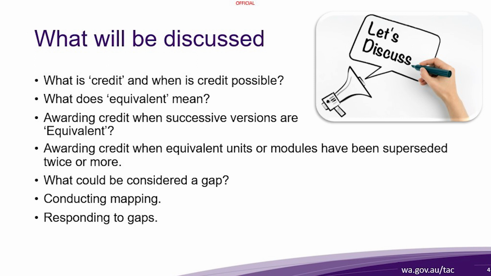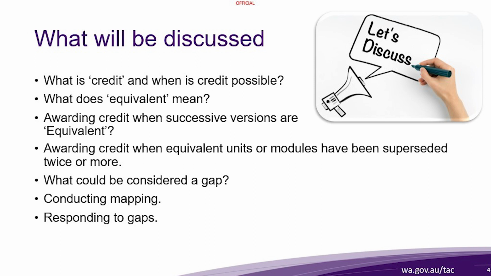the concept of equivalence. That takes us, of course, to awarding credit where successive versions are equivalent. And there's a question mark after that because it's basically saying, can you do it? And if you can, how can you do it? And if you can't, when can't you do it? And that becomes a big issue when we are looking at awarding credit when equivalent units or modules have been superseded twice or more.